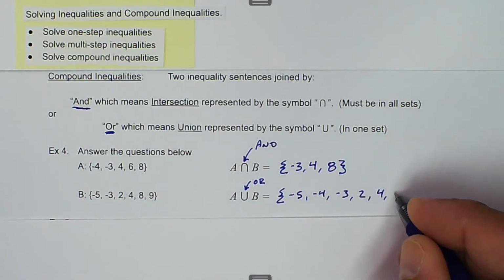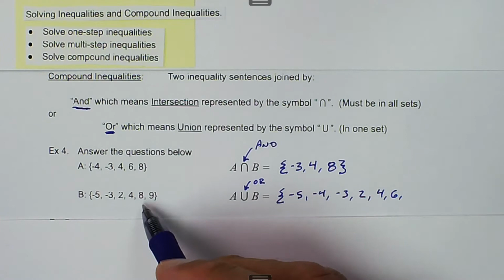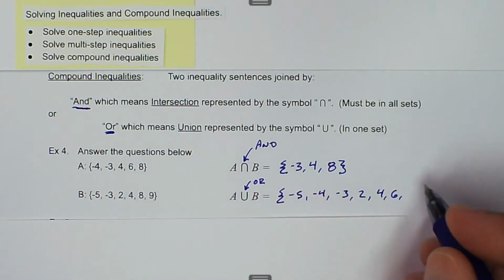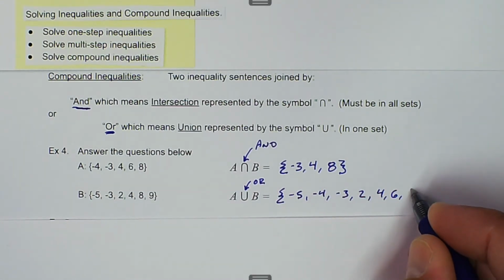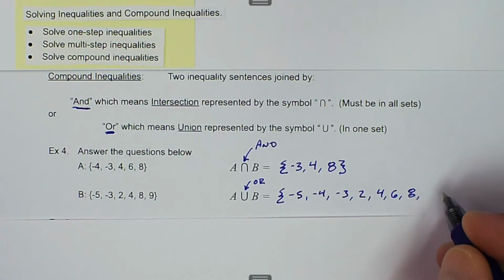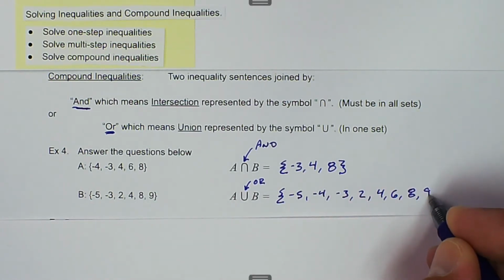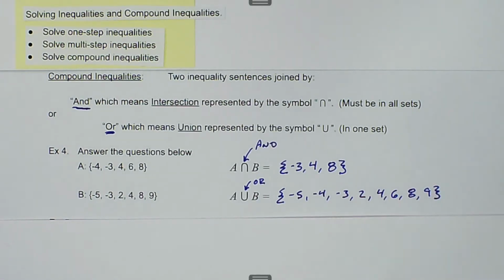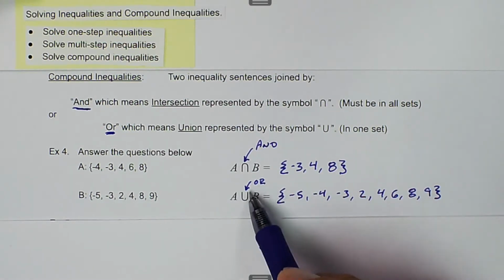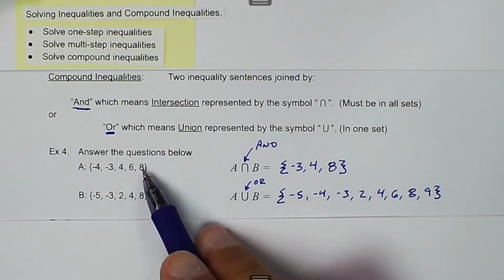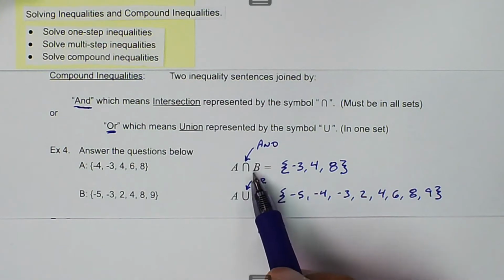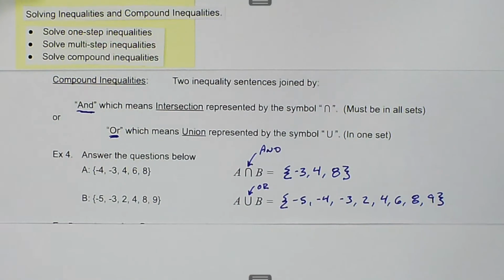6 is in set A, so that's included. 8 is in both, so that's included. And 9 is in set B, so that is included. So union means or, so it can be in either this set or this set, and intersection means it has to be in both sets.